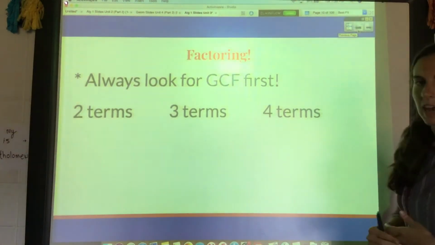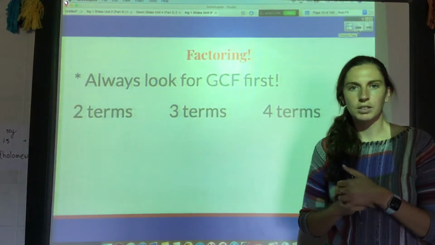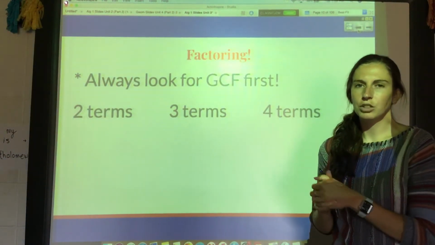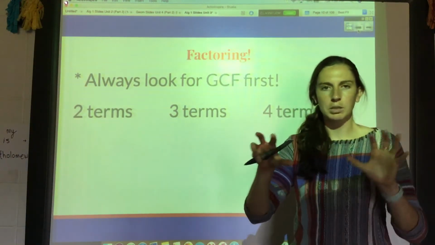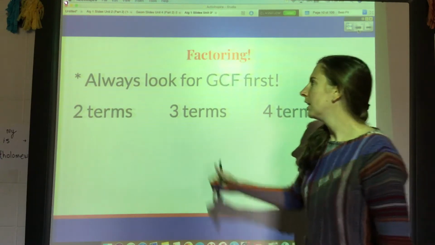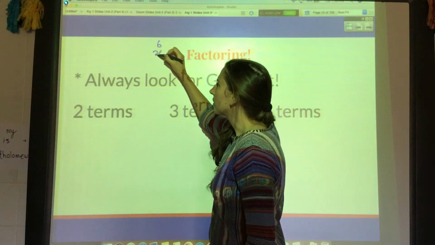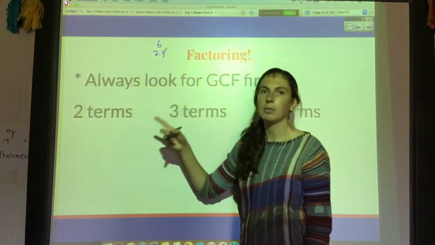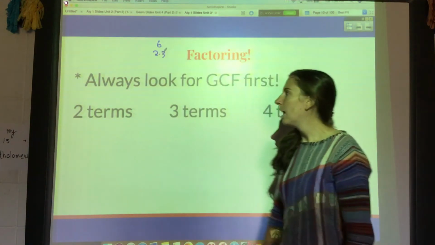So this video is on factoring four-term expressions. Remember, when you're factoring, you're just trying to figure out two expressions that multiply together to give you the original expression. Just like with 6, its factors are 2 and 3 because 2 times 3 gives me 6.